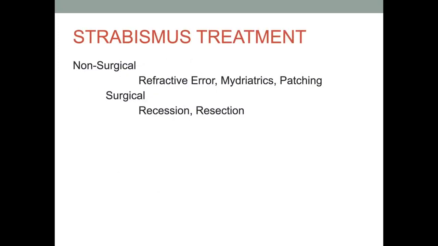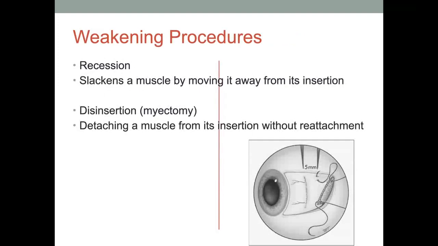So in the management of strabismus, it can be non-surgical or surgical. Non-surgical, you're going to correct their refractive errors. We can give them mydriatics or patch the better eye and force them to use the eye that's squinting, so we can maintain some development. The eyes continue to develop as you grow up to a certain age. Surgically, we can do strengthening or weakening procedures. So recessions are our weakening procedures, and resections are our strengthening procedures.